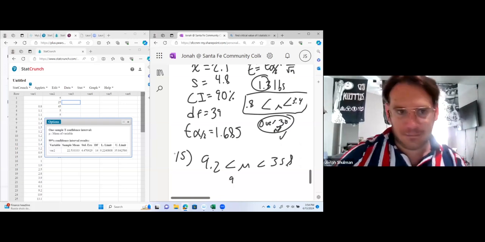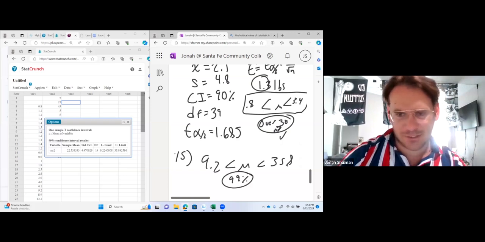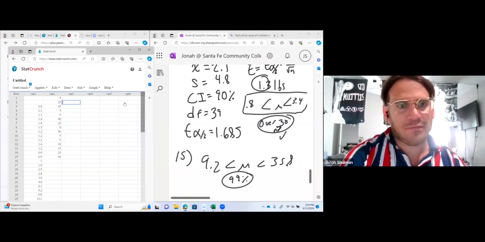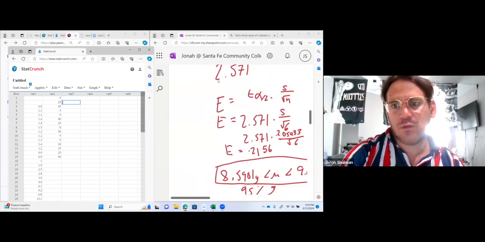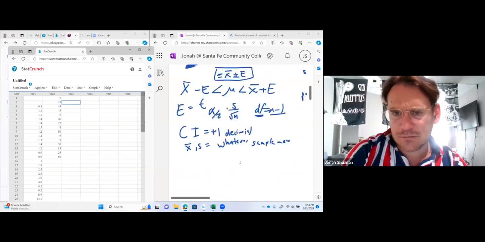So we could claim that we are 99% sure it falls within this range. But it's not normally distributed and our n isn't bigger than 30, so we wouldn't use it. All right, let's do one more. I feel like that was the best example so far. I'll do 16.